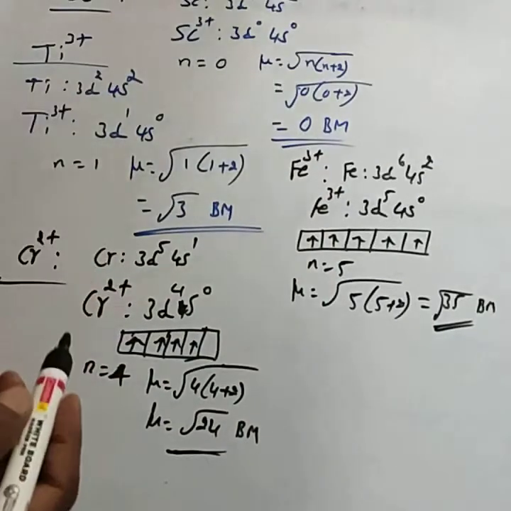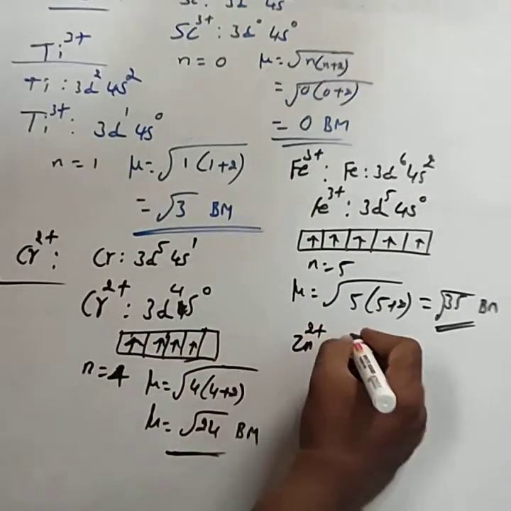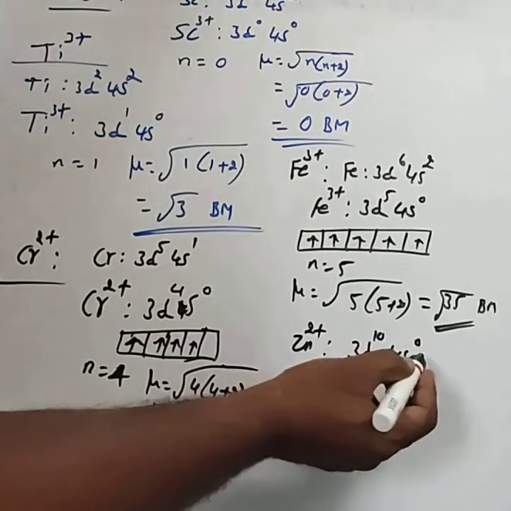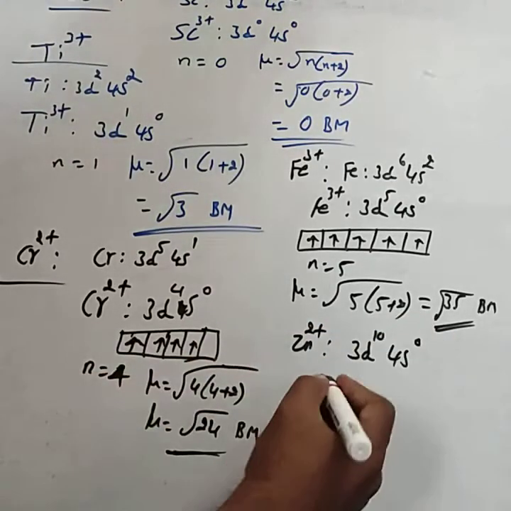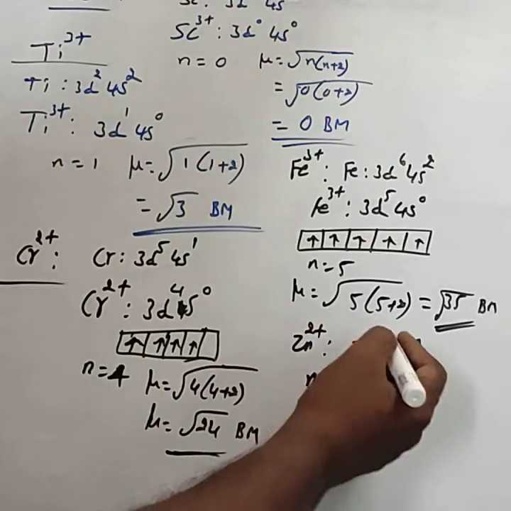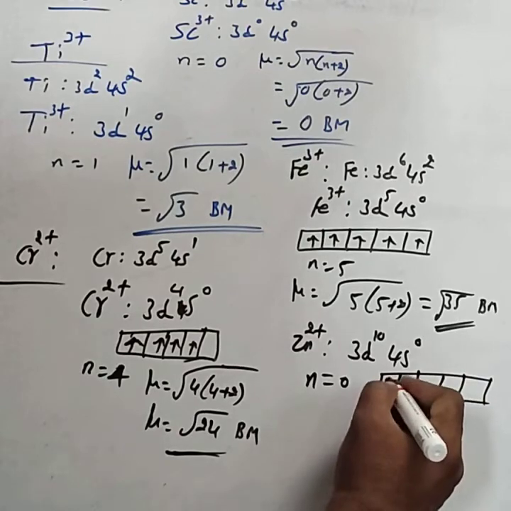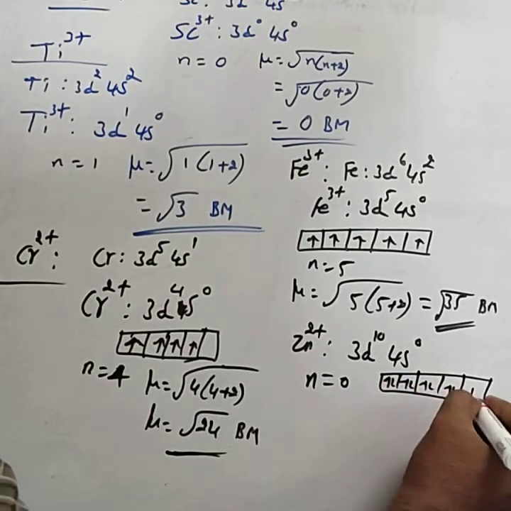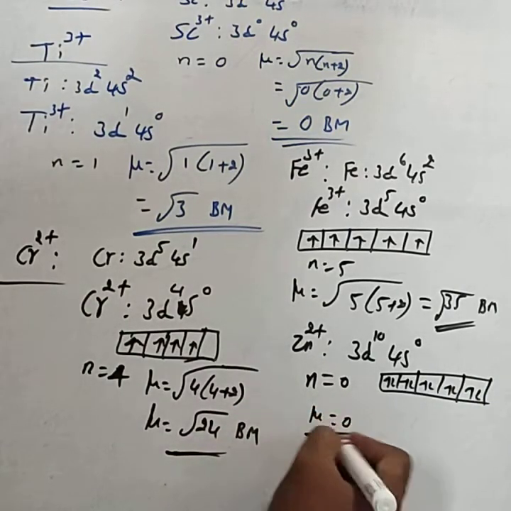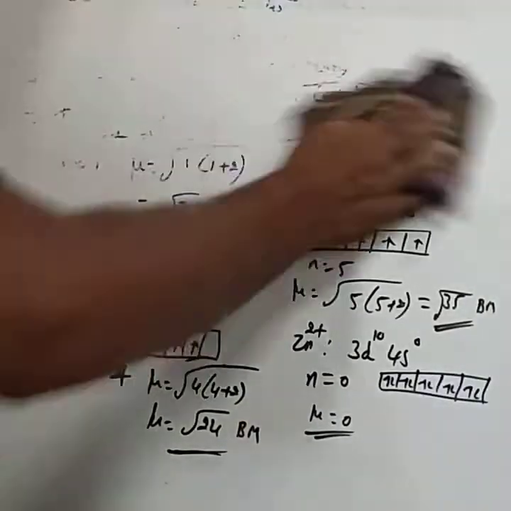They can take any ion like that, for example Zn2+. Zn is 3d10 4s2, so Zn2+ means 3d10 4s0. That means n for this one becomes 0. Why is it 0? Because all are paired electrons. N value 0 means the magnetic moment also equals 0. Like that, you can calculate the magnetic moment for other ions also.